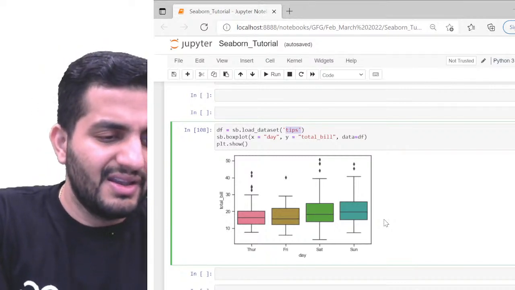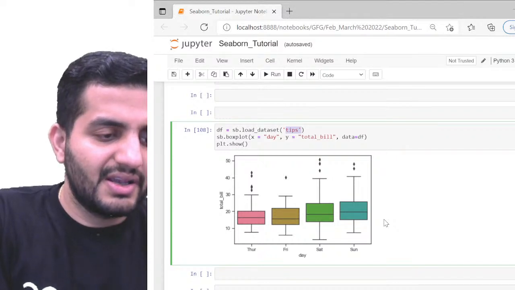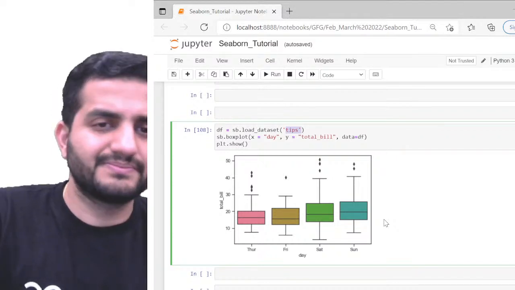Clear, guys? Any questions on this? Anything you're not able to understand?